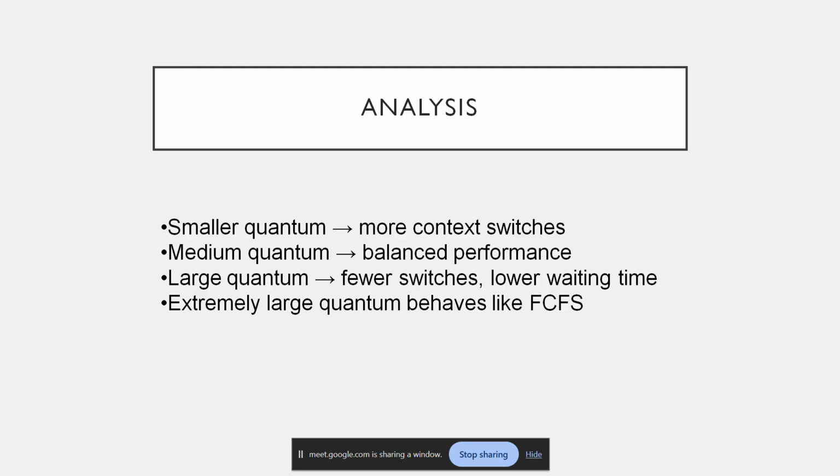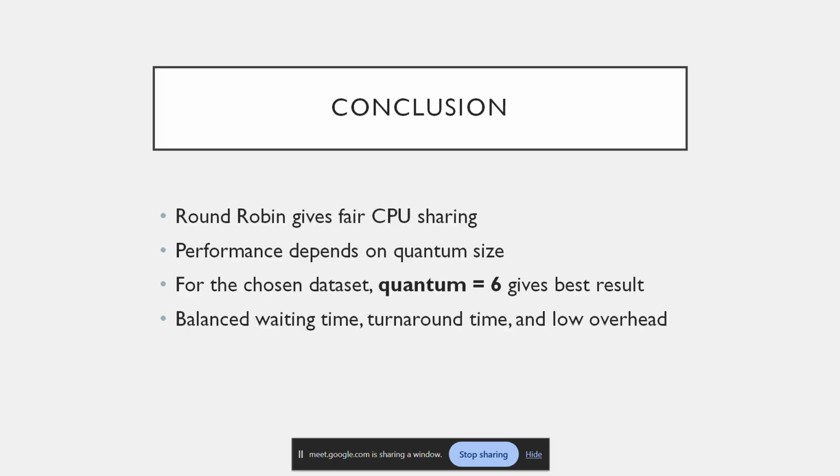Analysis. The analysis shows that a very small quantum increases the overhead because of frequent context switching. Medium quantum gives balanced performance. Larger quantum reduces the switching and improves the waiting time. But if the quantum becomes too large, the algorithm starts behaving like FCFS, that is first come first serve. From the results, the quantum value of 6 gives the best balance for this dataset.